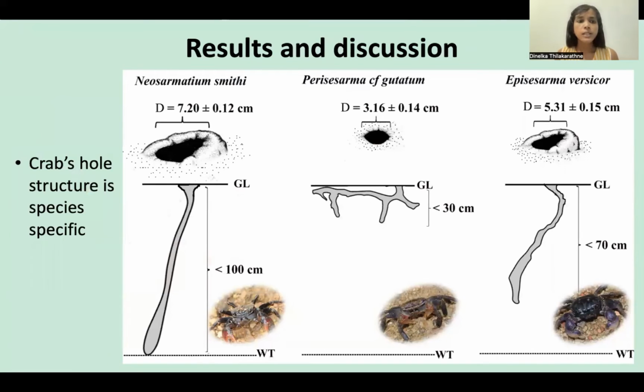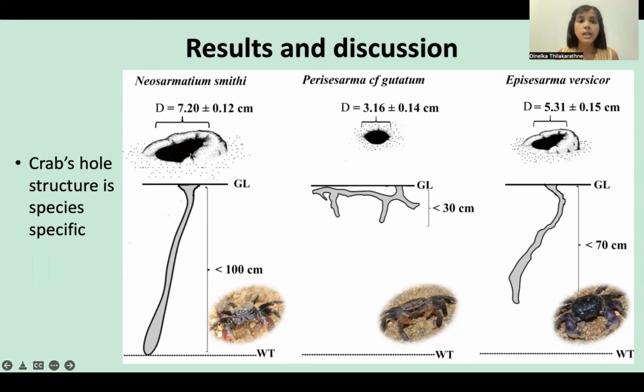Interestingly, we found that these crab hole structures are species specific. So in this diagram, you can see the three different species have three different structures of their crab holes. Not only that, these crab hole structure as well as the diameter of these crab holes are highly correlated with the amount of soil carbon sedimentation.